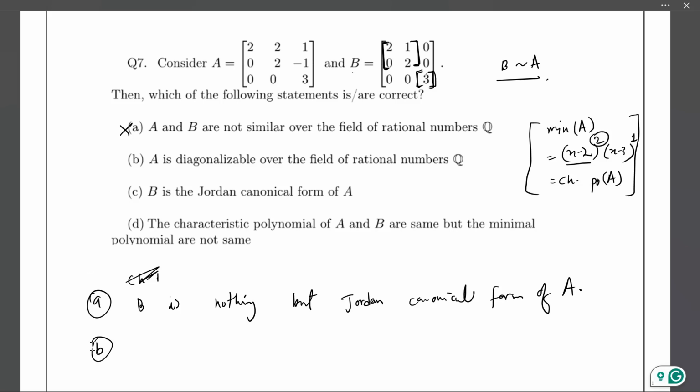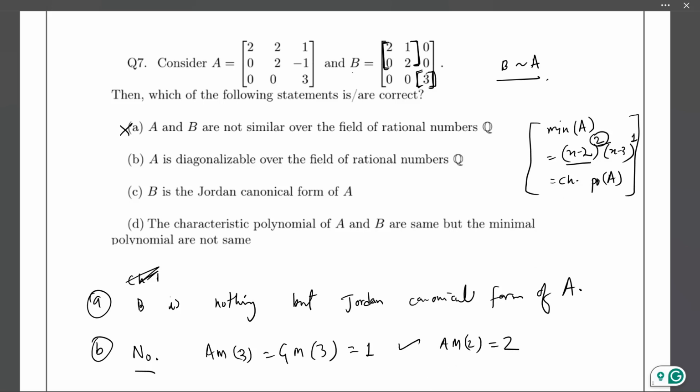A is diagonalizable over the field of real numbers. Algebraic multiplicity for 3, geometric multiplicity for 3, which is an eigenvalue, is 1. This is very nice, but for 2 there is some mistake. Algebraic multiplicity of 2 is 2 because the characteristic polynomial has power 2 in the factor x minus 2.